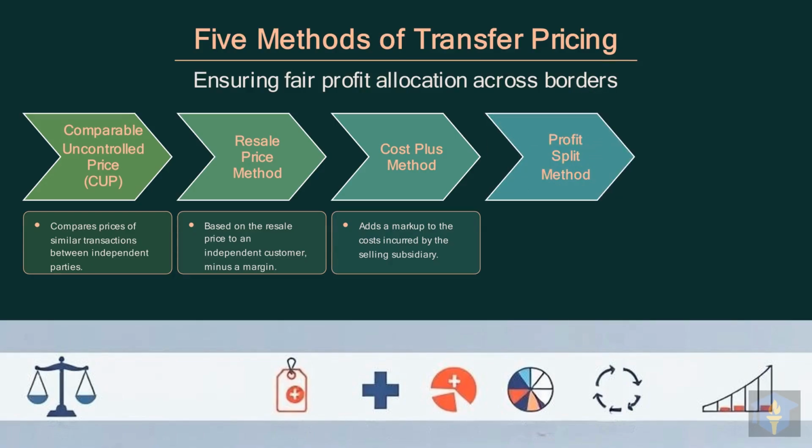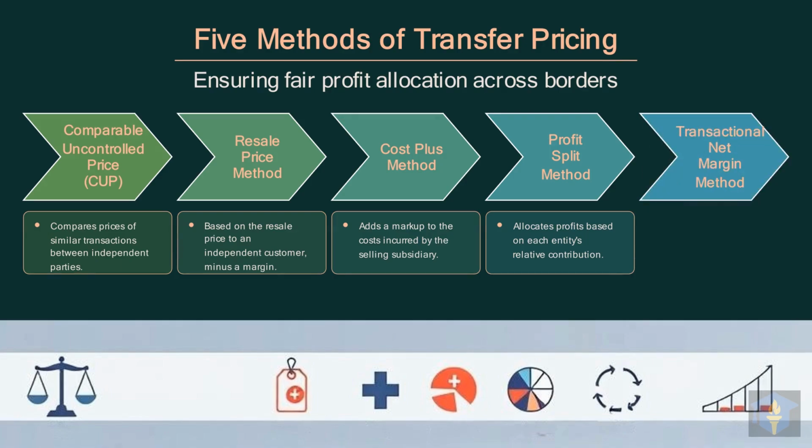Then we have the profit split method, which takes a collaborative approach to profit allocation. This method distributes profits based on each entity's relative contribution to the overall transaction. Finally, the transactional net margin method, known as TNMM, uses profit comparisons. TNMM compares the net profit margin of controlled entities to those of independent comparable companies.